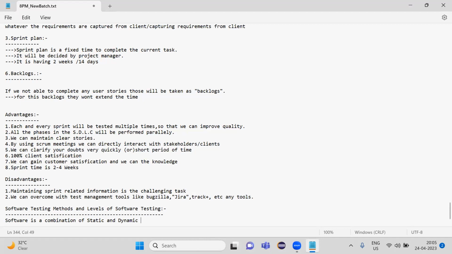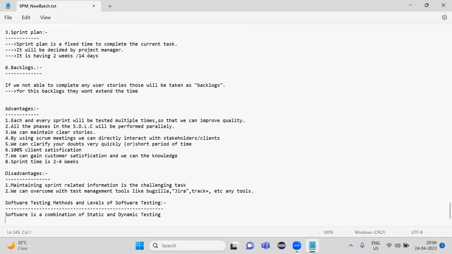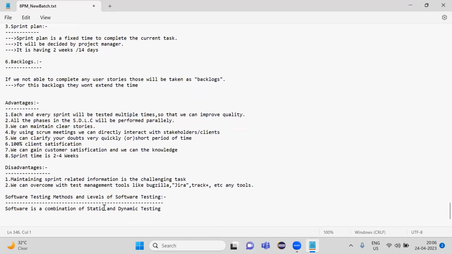Anyone remember, guys, these words we discussed previously? Any idea? Verification and validation. Verification is also known as static testing, and dynamic testing is nothing but validation. Clear? We'll discuss one by one. First one is static testing.